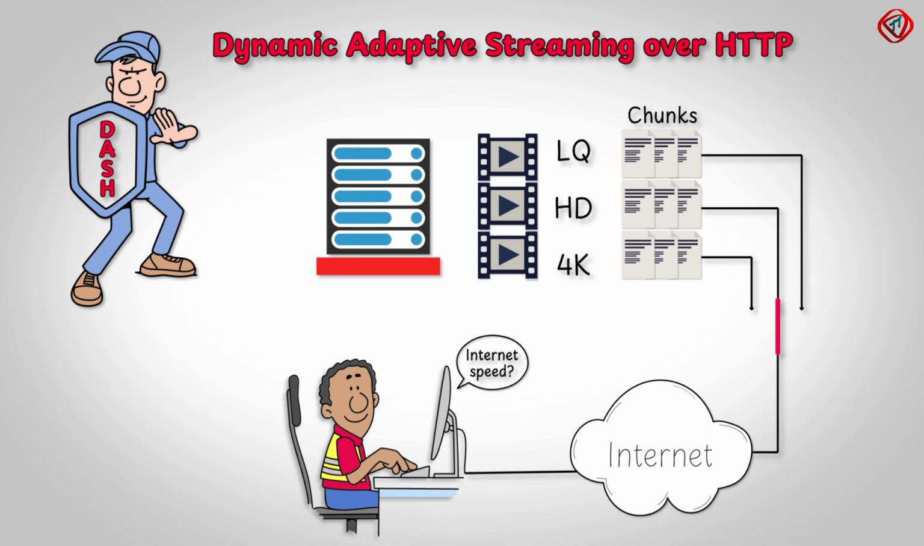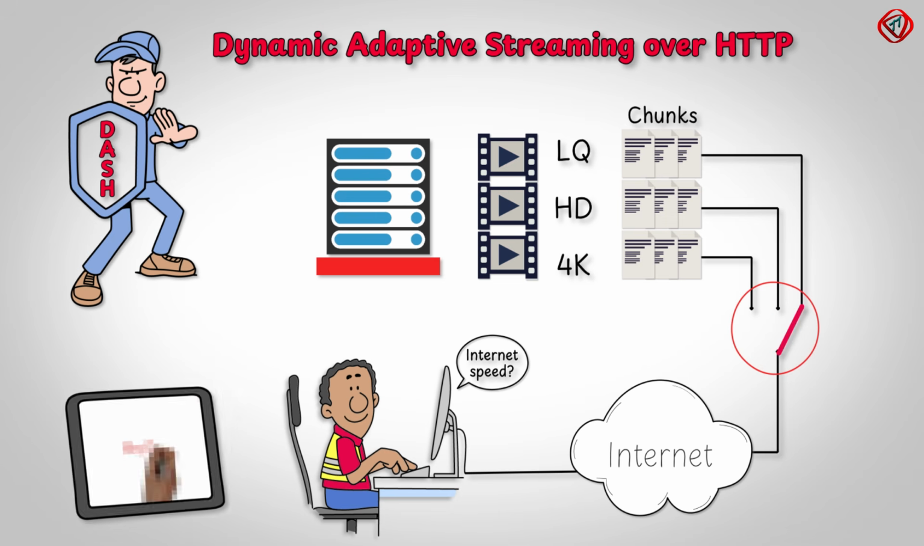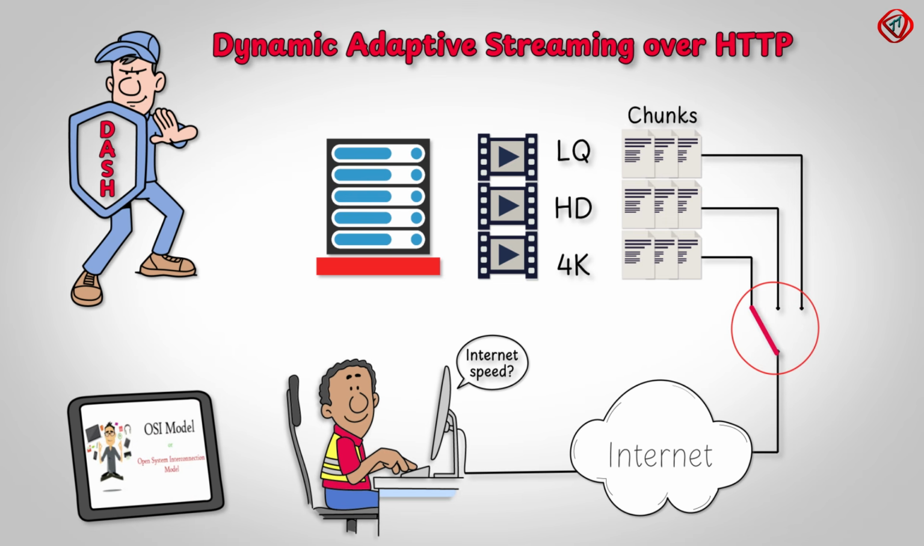If the internet speed is high, it downloads high quality chunks. If the internet speed becomes low, it switches to lower quality chunks. And this switching happens automatically while the video is playing. This is why your YouTube video sometimes becomes blurry for a few seconds and then becomes clear again. The system is adjusting video quality according to your internet speed, and this helps avoid buffering.